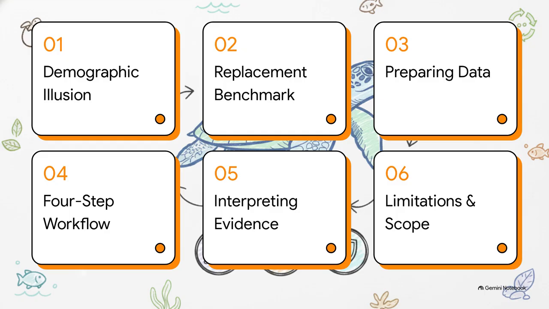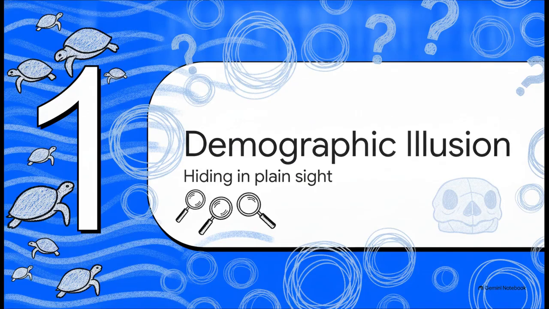Here is our quick roadmap for today. We've got 6 parts: the demographic illusion, the replacement ratio benchmark, preparing observation data, the 4-step workflow, interpreting linked evidence, and finally, essential limitations and scope. We'll start with a bit of background theory before moving right into a highly practical, step-by-step user guide for the software. Starting with Section 1, the demographic illusion, and why this major problem is basically hiding right in plain sight.